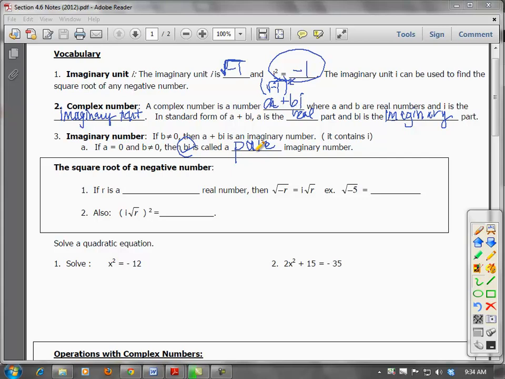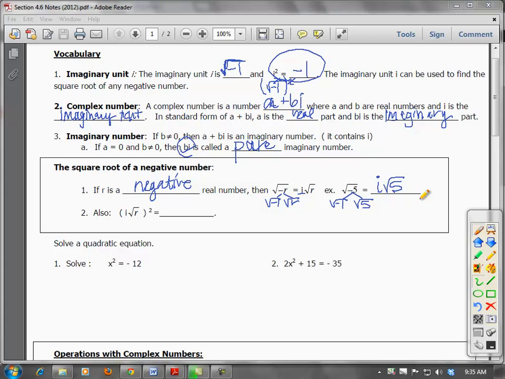Okay, so let's keep going. If r is negative, then the square root of this negative r, we break this down to look like this: the square root of -1 times the square root of r. And the -1 then becomes the i, and then we leave the square root of r. Same thing if I look at this with -5, I'm going to break this apart into the square root of -1 and the square root of 5. The square root of -1 is what we call i, and then you still have the square root of 5 left that we can't break down.